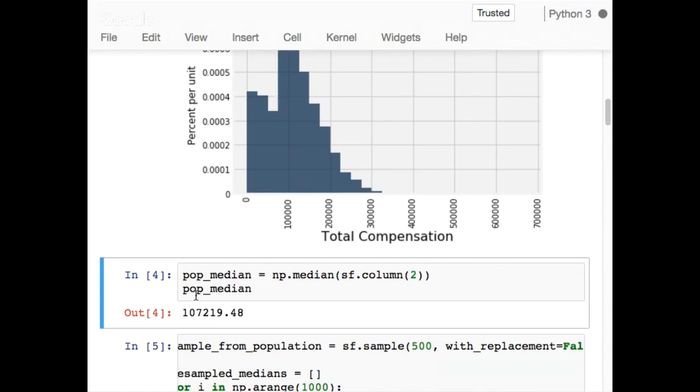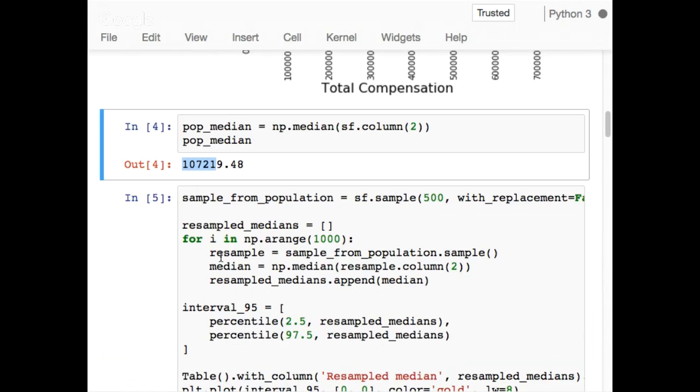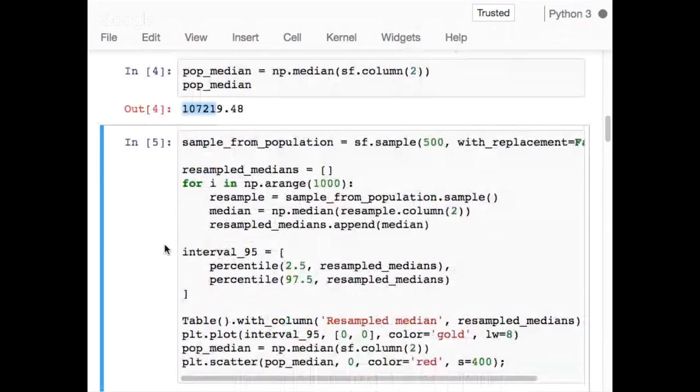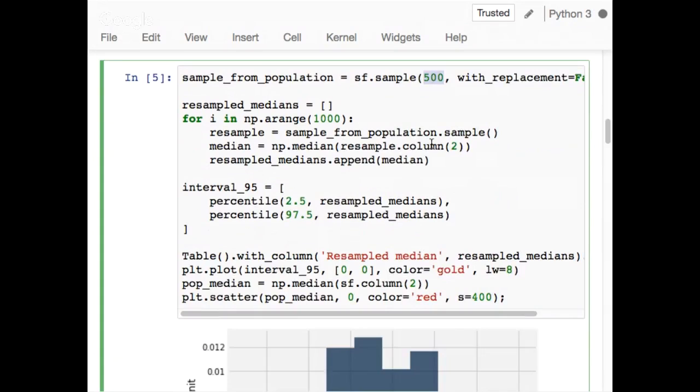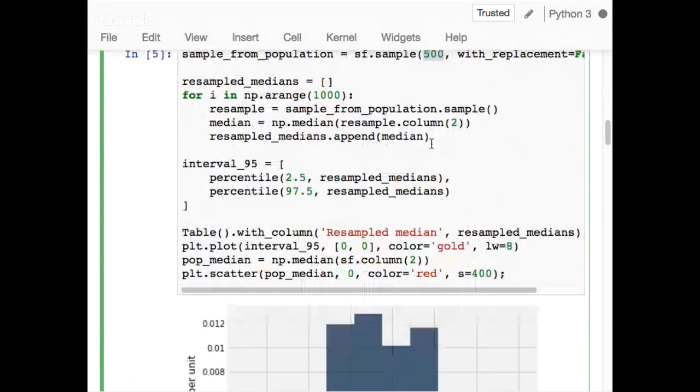Okay, so here it is, 107,000. And our question was, suppose we only had a sample. So if you only have a sample from the population, in this case, our sample size has changed. Yesterday, we were looking at sample sizes of 200. Today, we have samples of size 500. But in either case, we have a sample. We don't get to look at the entire table.